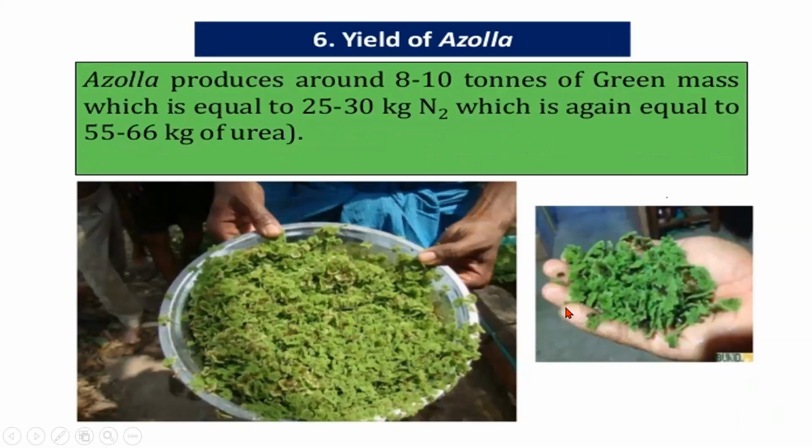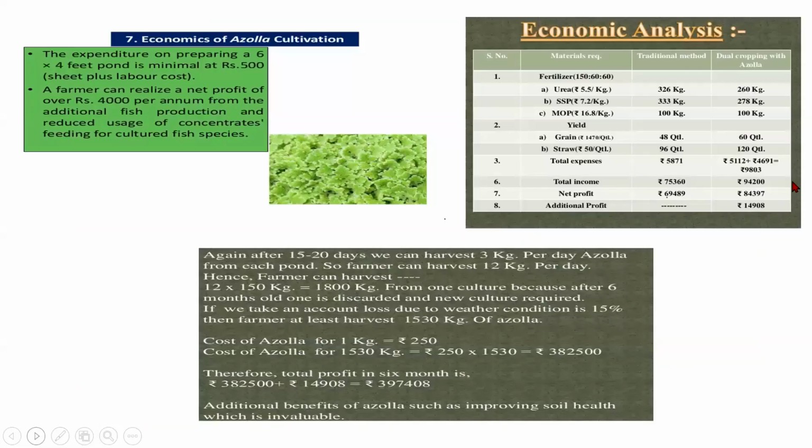So yield of azolla is 8 to 10 tons, which is equal to 25 to 30 kg nitrogen, which is again equal to 55 to 60 kg of urea. So if you grow azolla, you save so much money which you are going to spend on any nitrogenous fertilizer or any urea based fertilizer. So that is the benefit of growing azolla.